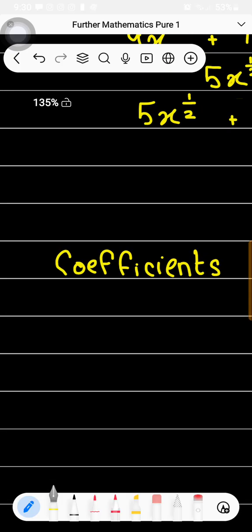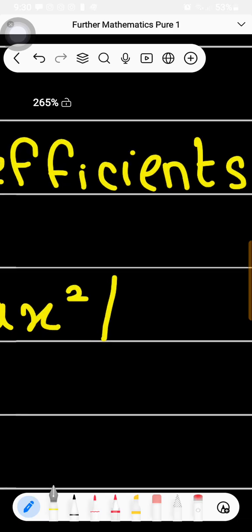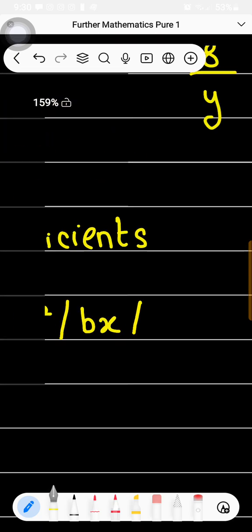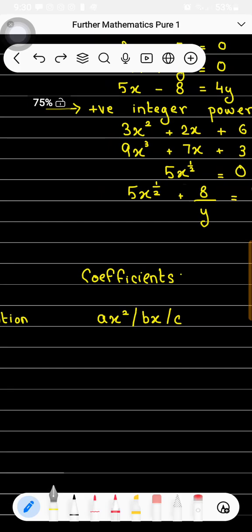A coefficient is a number, basically a number. It can be an integer, it can be real. A number with a variable. For example, in ax^2 + bx + c, a is the coefficient, b is the coefficient, and c is also, because c is with x to the power 0. So these are the coefficients.